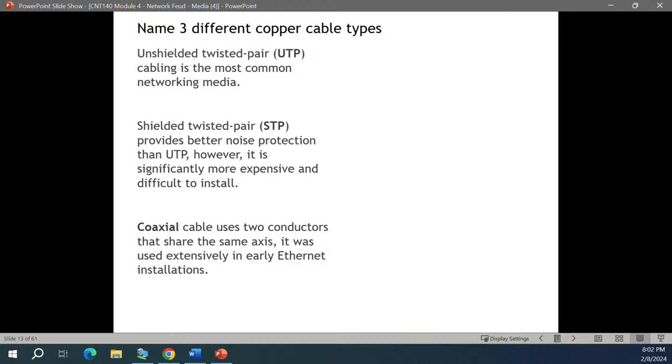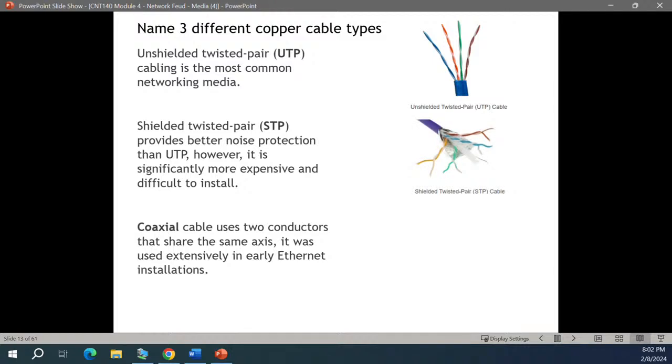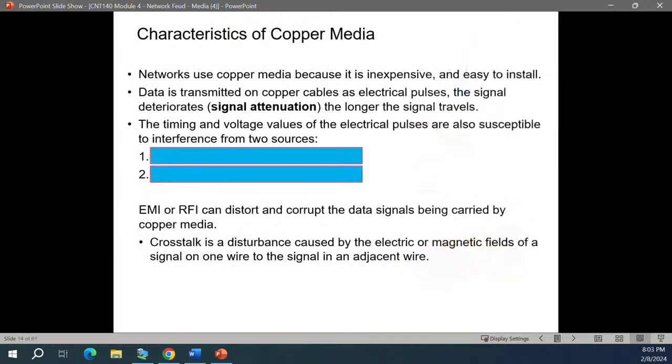Yes, and if you look at the different colors, what's significant about the way they're twisted? Exactly. Some of them are twisted more than others because you don't want them to match, because that'll give you crosstalk. Yes. Okay. This is for EMI and RFI.